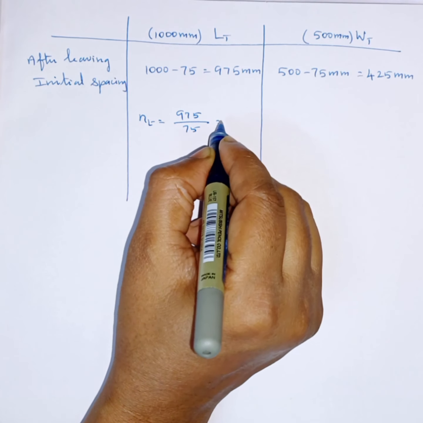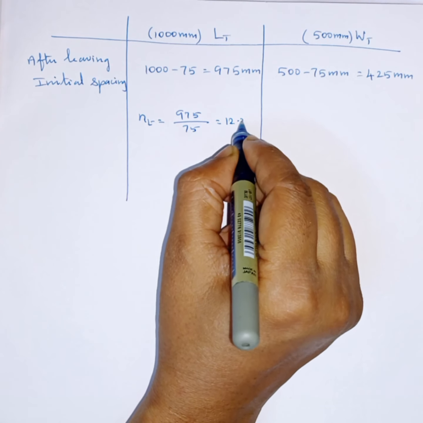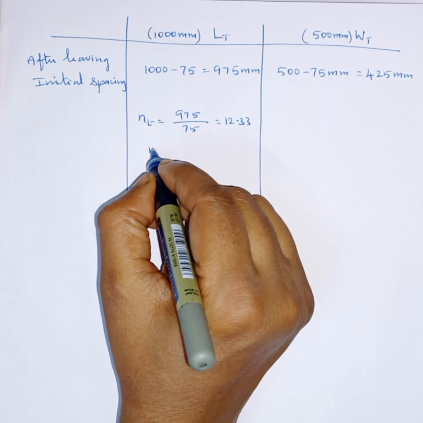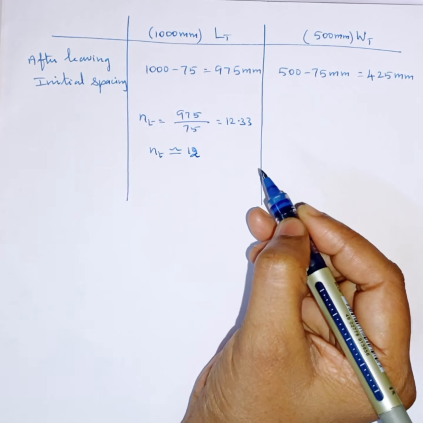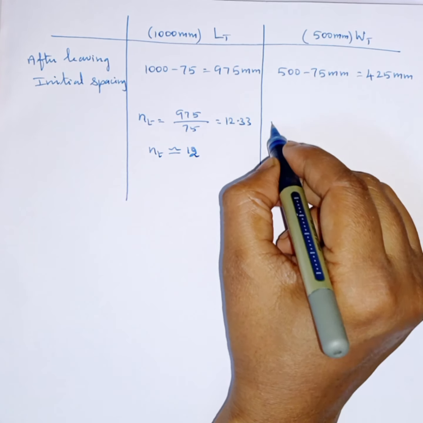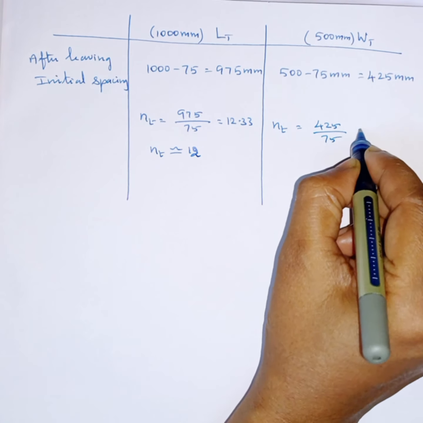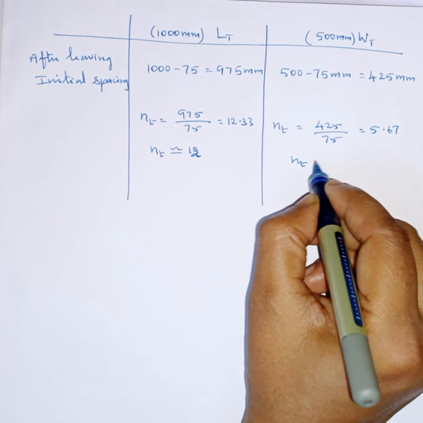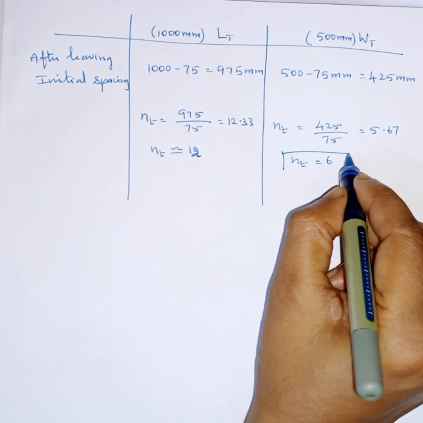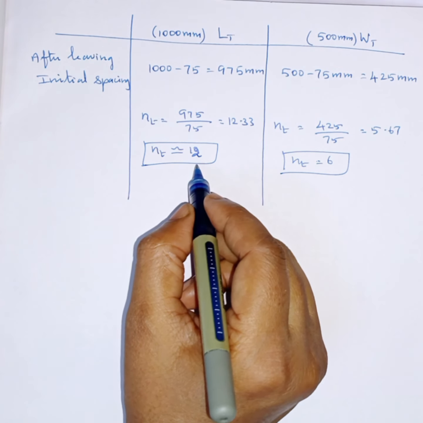This is along the length only. We'll get 12.33, so we can keep approximately 12 tubes along the length. Similarly, the number of tubes along the width means 425 divided by 75, which comes to around 5.67. So I'll take this as 6 tubes along the width and 12 tubes along the length.